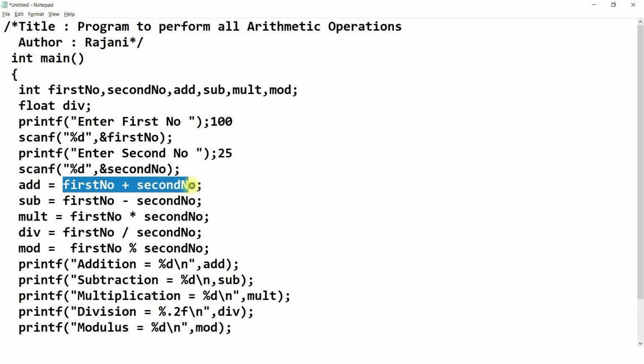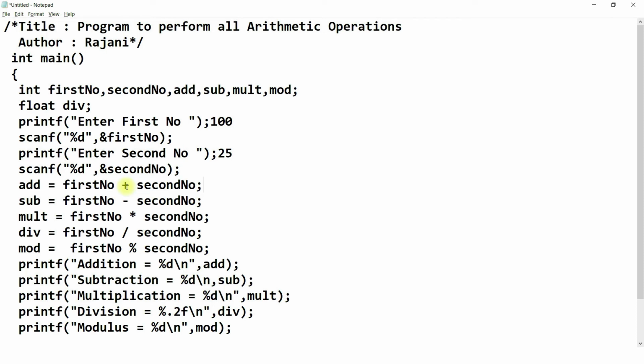When we look at this statement, first number plus second number, this is called an arithmetic expression. Then what is an arithmetic expression? An arithmetic expression is a combination of operands and operators. Let's say in this arithmetic expression, first number and second number are operands and plus is the operator. By using operands and an operator, we are performing an operation which is called an arithmetic operation.